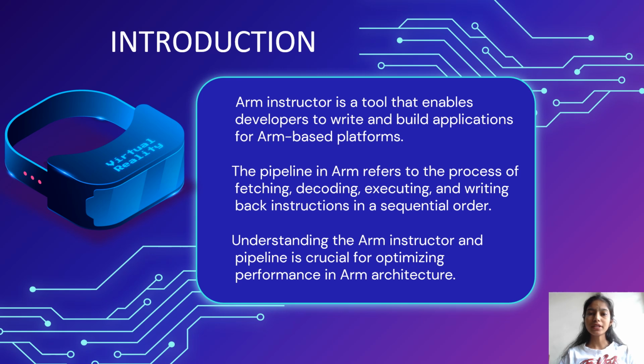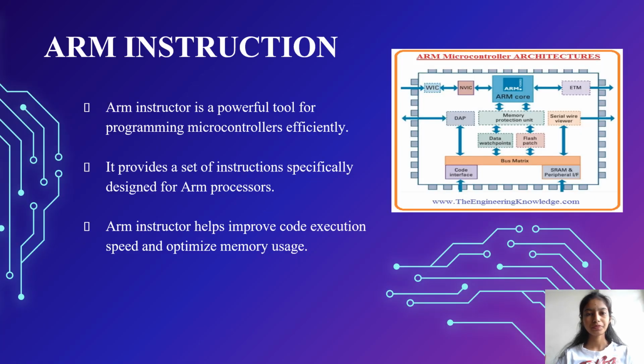Introduction. ARM instruction is a tool that enables developers to write and build applications for ARM-based platforms. The pipeline in ARM refers to the process of fetching, decoding, executing, and writing back instructions in sequential order. Understanding the ARM instructions and pipelines is crucial for optimizing performance in ARM architecture.